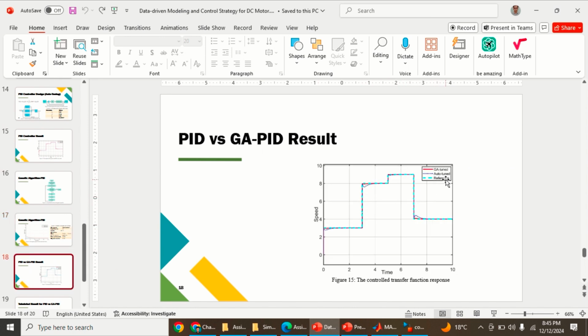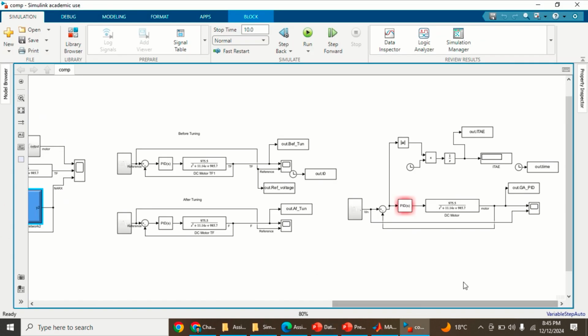This is the comparison between the auto-tuned and the genetic algorithm PID, and it can be observed that the genetic algorithm PID has a greater and smoother response. It has been modeled here. We are modeling the integral time absolute error to calculate the gains.